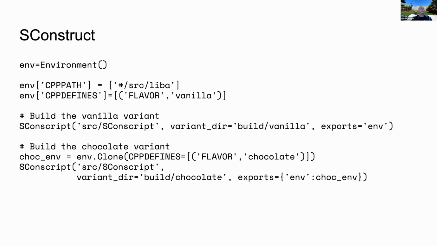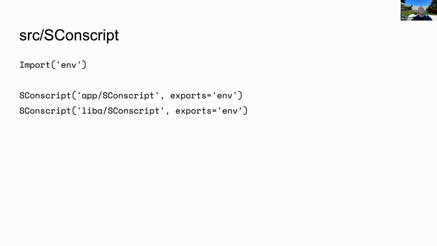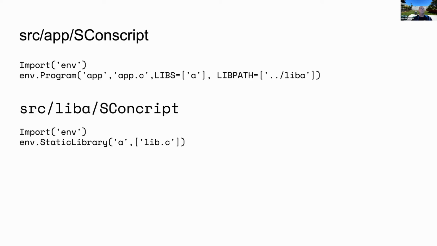And so you end up with a top-level SConstruct, which references a lower-level SConscript, and that's used to build the variants. So this is the first-level SConscript, which is going to build a library and an app. These are the SConscripts for the app and the library. So the app is just going to build a program using the library, and the library is just going to build a static library in this build.